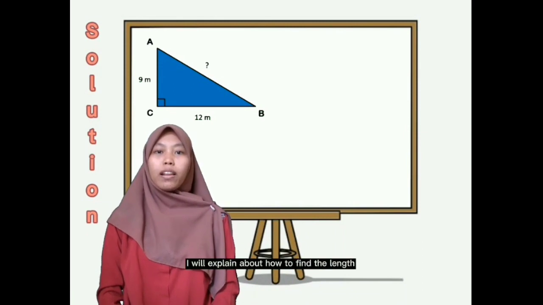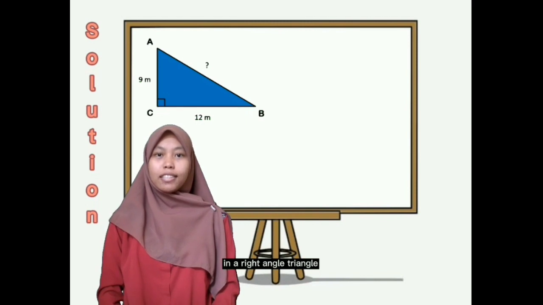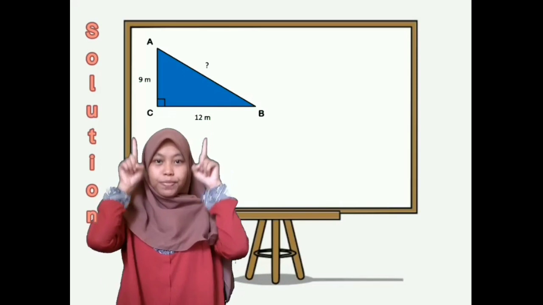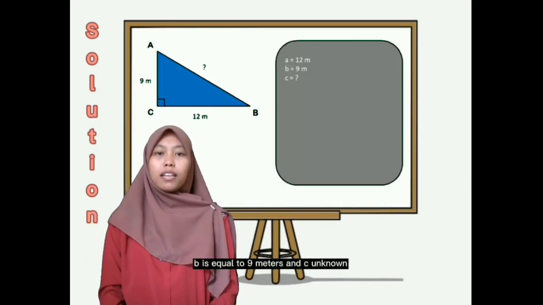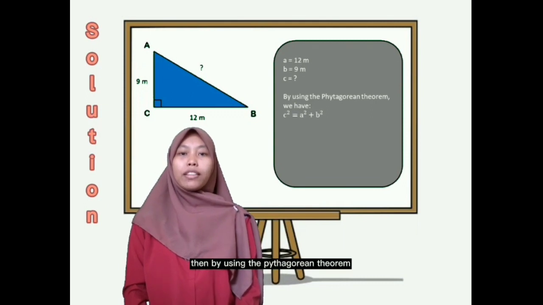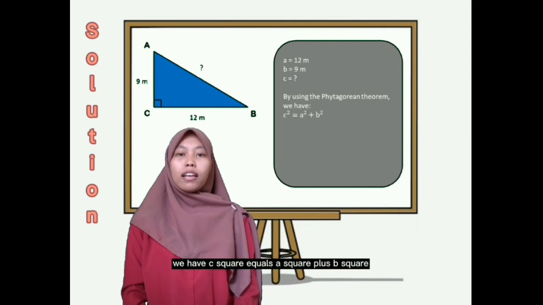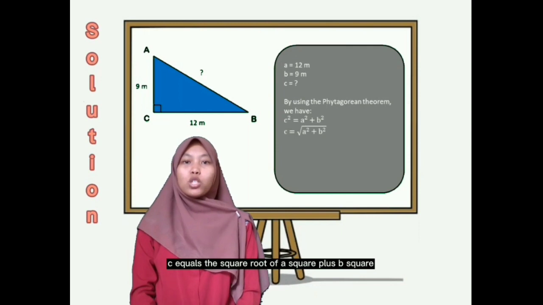Okay, here I will explain how to find the length of the hypotenuse in a right angle triangle. We know from the picture above, A is equal to 12 meters, B is equal to 9 meters, and C is unknown. Then, using the Pythagorean theorem, we have C squared equals A squared plus B squared. C equals the square root of A squared plus B squared.